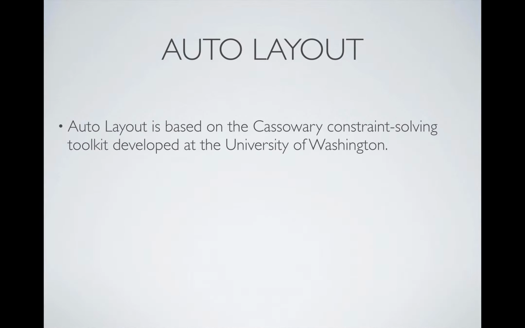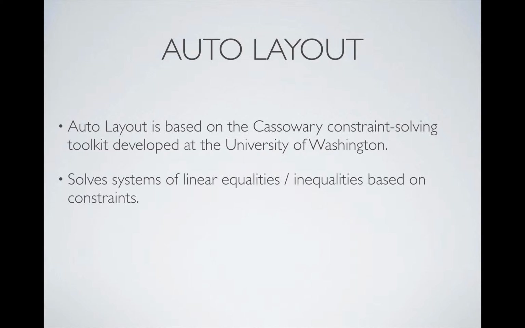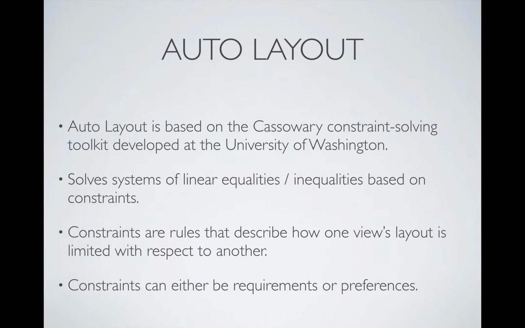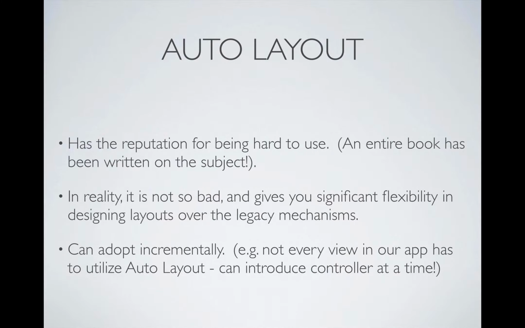layout perspective. Now the technology underlying auto layout was actually a constraint solving toolkit that was developed out at the University of Washington. And what it does is it uses the constraints to generate systems of equations, and it solves those automatically based on the equations that are generated. And so the constraints themselves are just rules that specify how one view's layout is limited with respect to another. And these constraints can either be requirements or preferences.